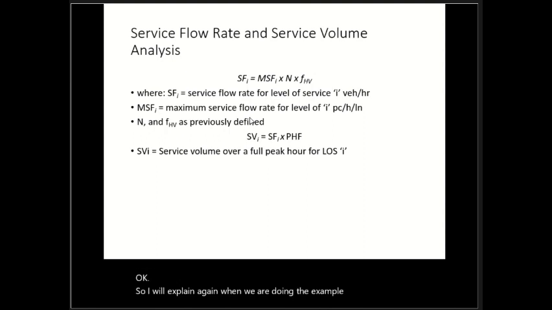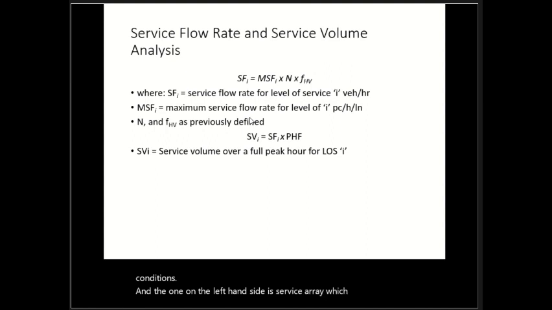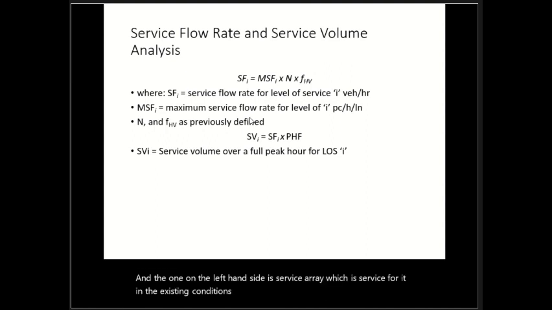Okay. But keep in mind, maximum service flow rate is service flow rate under ideal conditions, and the other one, the one on the left hand side, is service flow rate, which is service flow rate in the existing conditions. Okay, and to find out maximum service flow rate, I have to draw the speed flow curve of the highway and draw the diagonal lines, which will give me the maximum service flow rate. So maximum service flow rate comes from the speed flow curve. Okay, and this is one more item which you have to do in your term projects.